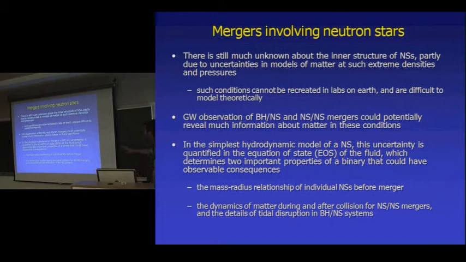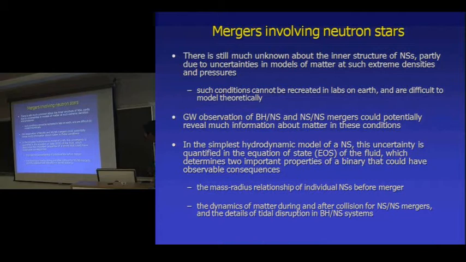Now, a little bit more detail on why mergers involving neutron stars are interesting. As I mentioned in the introduction, the main thing is we really don't know much about the interior structure of neutron stars yet today, in particular the nature of matter at these extreme densities. We can't recreate that matter in labs on Earth, and it's really difficult to model theoretically. So observations of black hole neutron star mergers are a great potential tool to observe aspects of neutron stars from which we might infer properties about the equation of state.